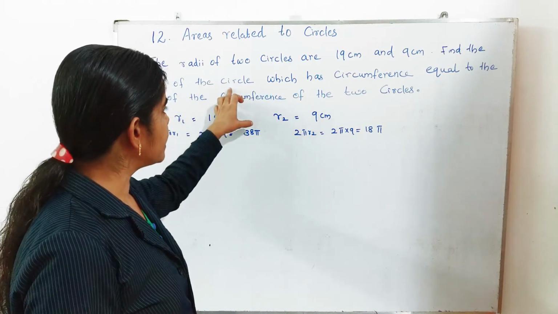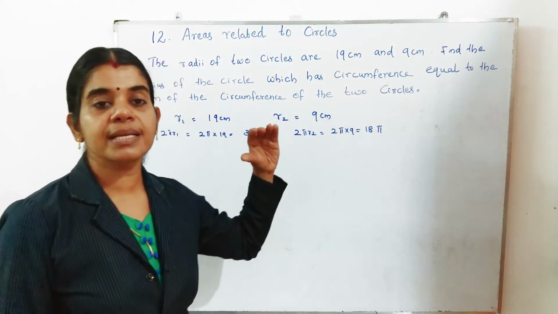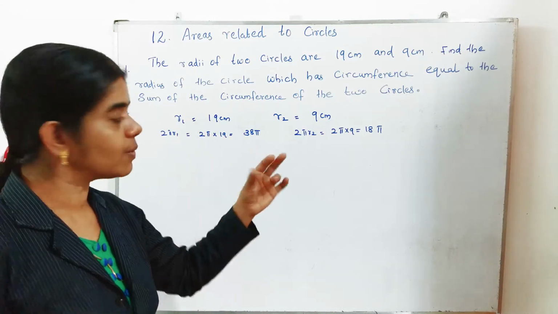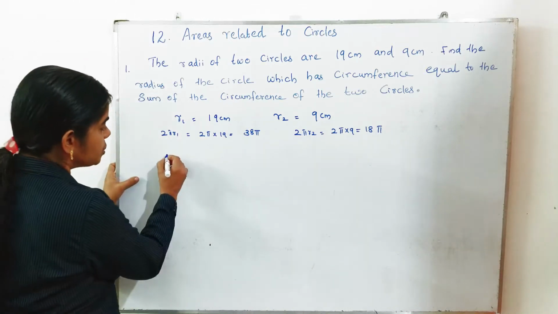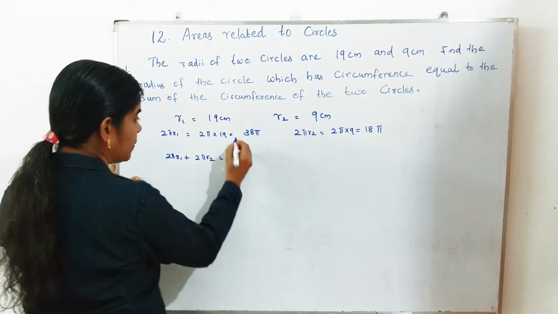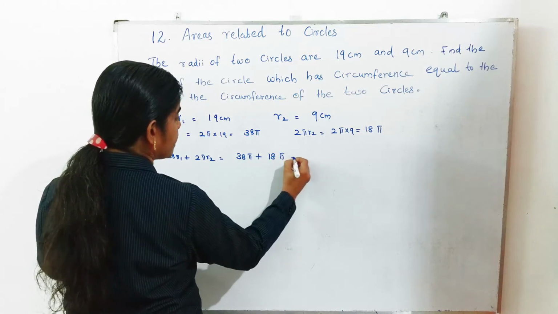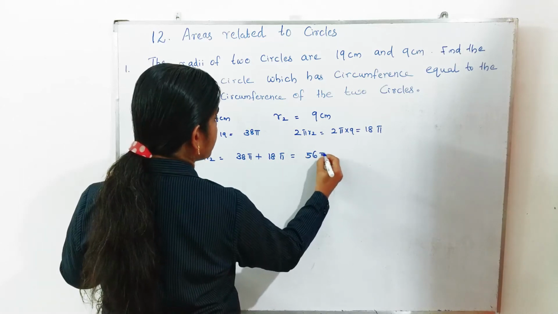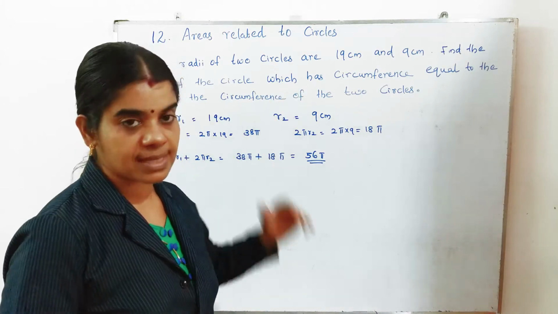Then what we want to find out? We want to find the radius of the circle which has circumference, one more circle is there. Its radius you want to find out. The condition is circumference of that circle is equal to sum of these two circles' circumference. So 2 pi r1 plus 2 pi r2 is equal to how much? 38 pi plus 18 pi, that is equal to 56 pi. 56 pi will be the perimeter of the other circle.